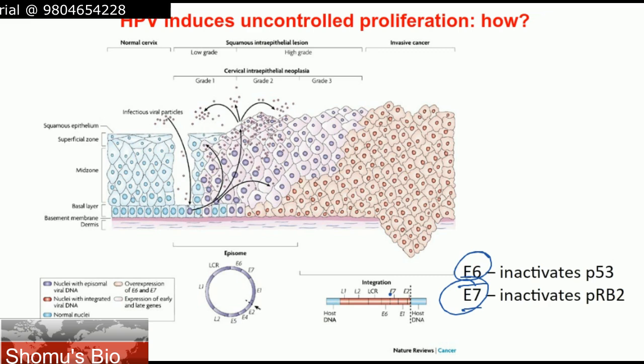How? Because E6 inactivates p53. If you look here, E6 inactivates p53. So if p53 is inactivated, what will happen? The cell will continue to divide. Even in situations of damage and stress, the cell continues to divide because there is no guardian to stop it, right? And then E7 inactivates pRB.